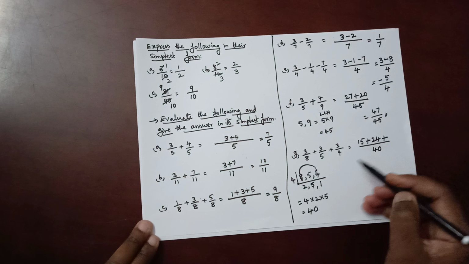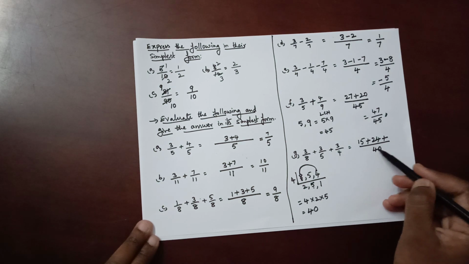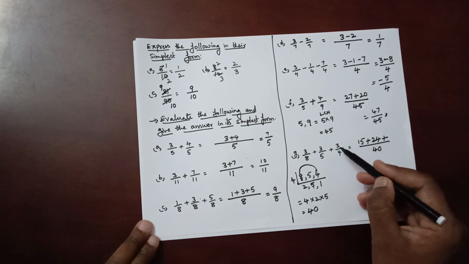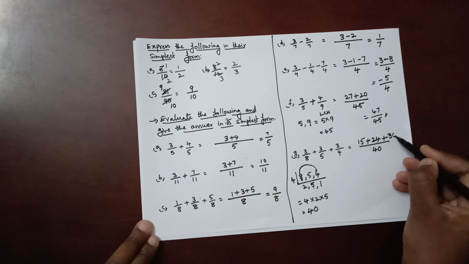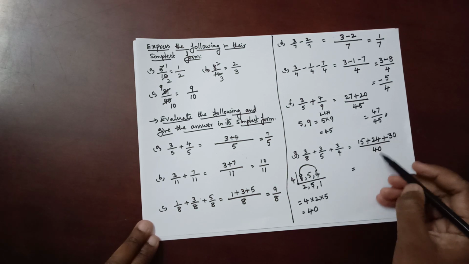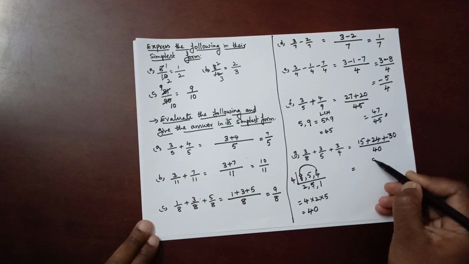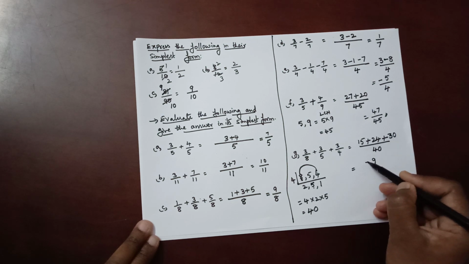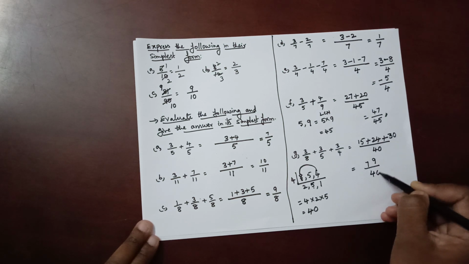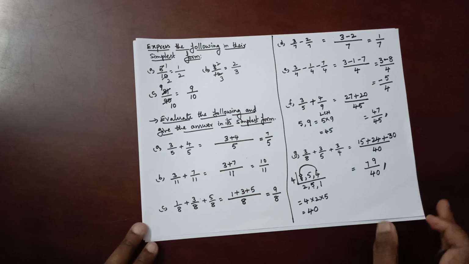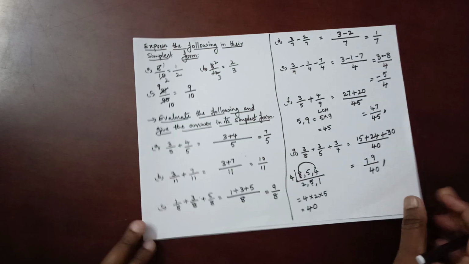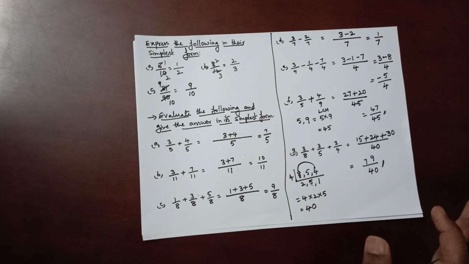We are taking plus. This 4, how many times is it going in 40? 10 times. 10 3s are 30. So we add all the numbers. So 15, 24, 30, that is 79 by 40 is the answer. 79 by 40. This is the way of doing the problems.